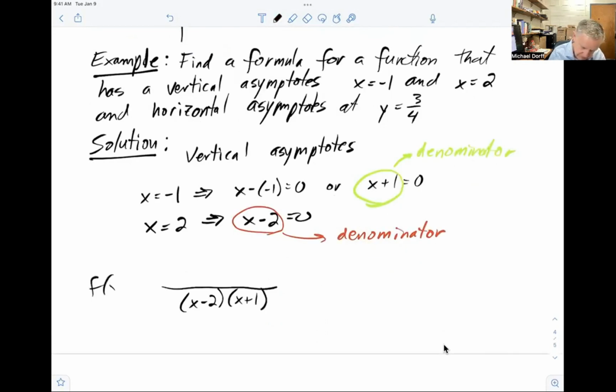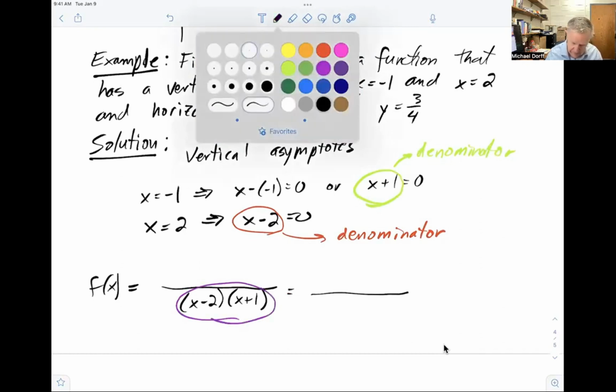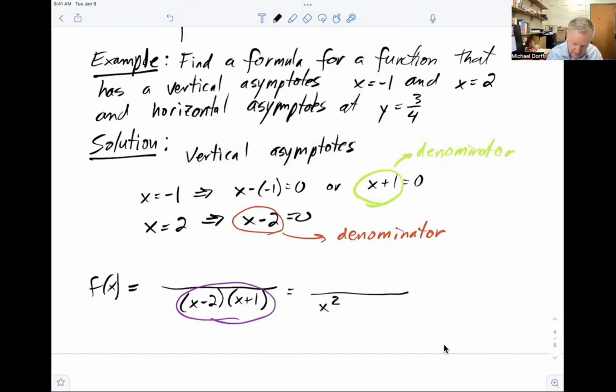So here's going to be my function f. Now, I'm also going to have something in the numerator. And I need to figure out what the degree is, since it's going to have a horizontal asymptote at 3/4, that means the degree in the numerator and the degree in the denominator have to be the same. So let's go ahead and multiply this together to get something without the parentheses. So when I do that, I'm going to get an x squared. So x times x, then 1 times x, negative 2 times x, and then minus 2. So I get in the denominator an x squared minus x minus 2.